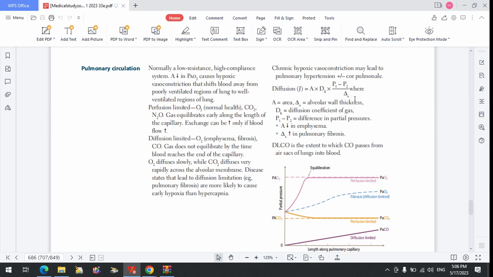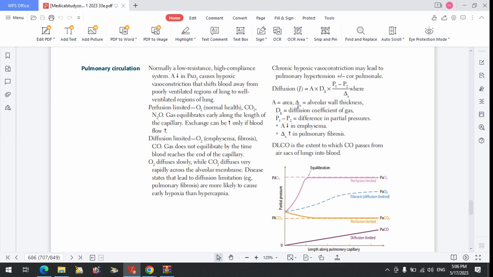So thickness is this delta X. Thickness is inversely proportional to diffusion. If the diffusing membrane thickness is too much, it will be difficult to diffuse across. Guys, that's very clear now. Dr. Oluwashola, do you get that?